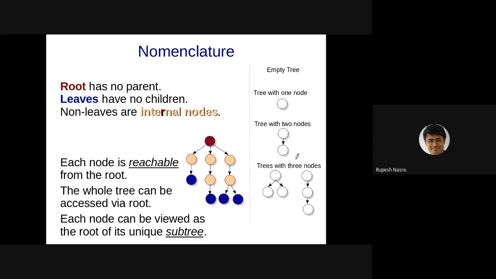Each node can be viewed as the root of its own unique subtree, right? For example, this itself is a subtree. This is another subtree, this is another subtree, and this one is another subtree, right? All of these are different subtrees according to our definition of trees. So that is another definition of a subtree. Even the children of the leaf nodes can be called subtrees, just that those trees are empty. Any questions so far?